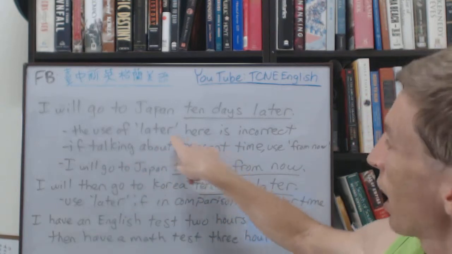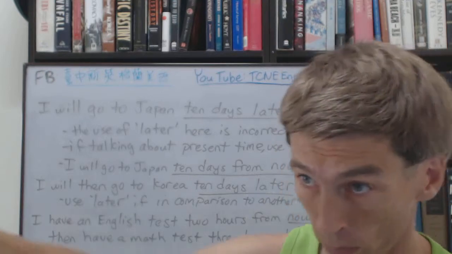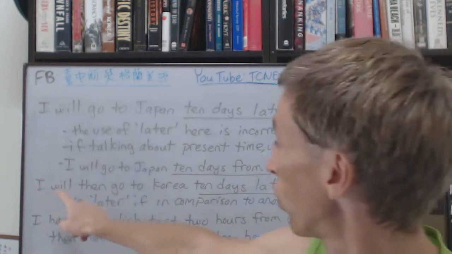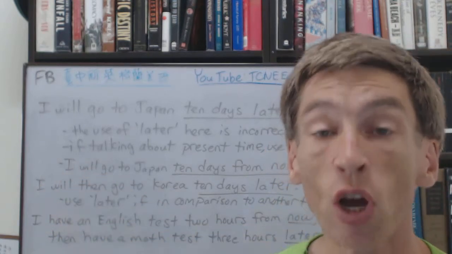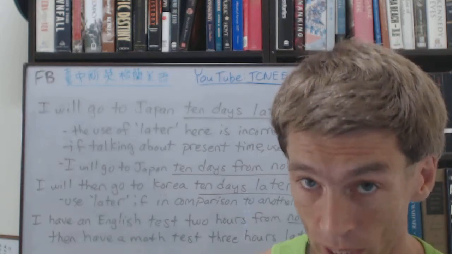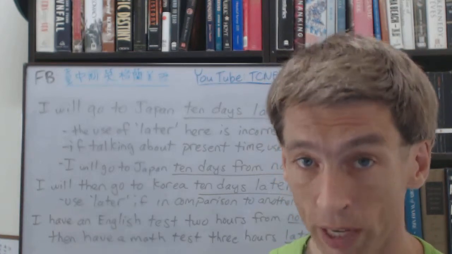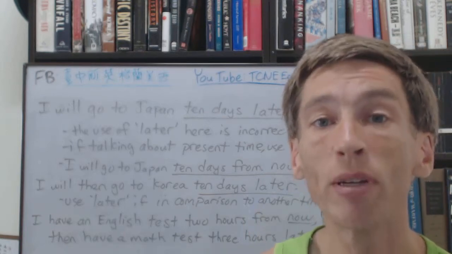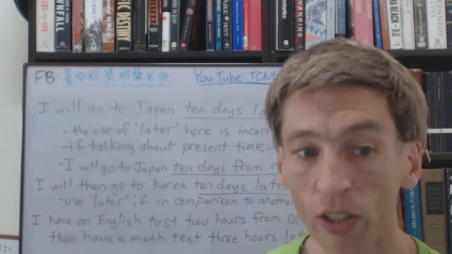If we're talking about now, okay, from now, 从现在的时间到未来的时间 we use from now. 所以应该说 I will go to Japan 10 days from now. Okay, not 10 days later. So from today, 10 days from now, I will go to Japan. Okay, it's a very common mistake that many Taiwanese make when they are speaking English.